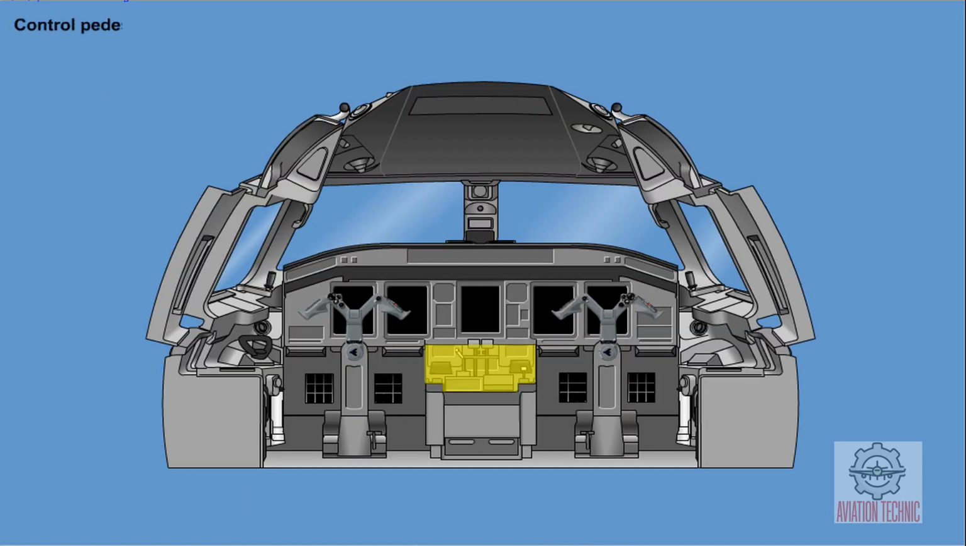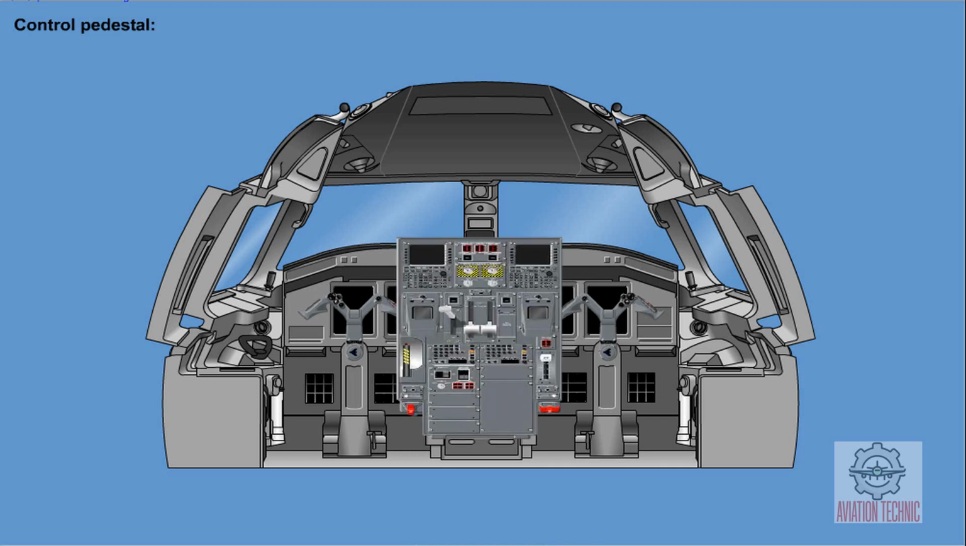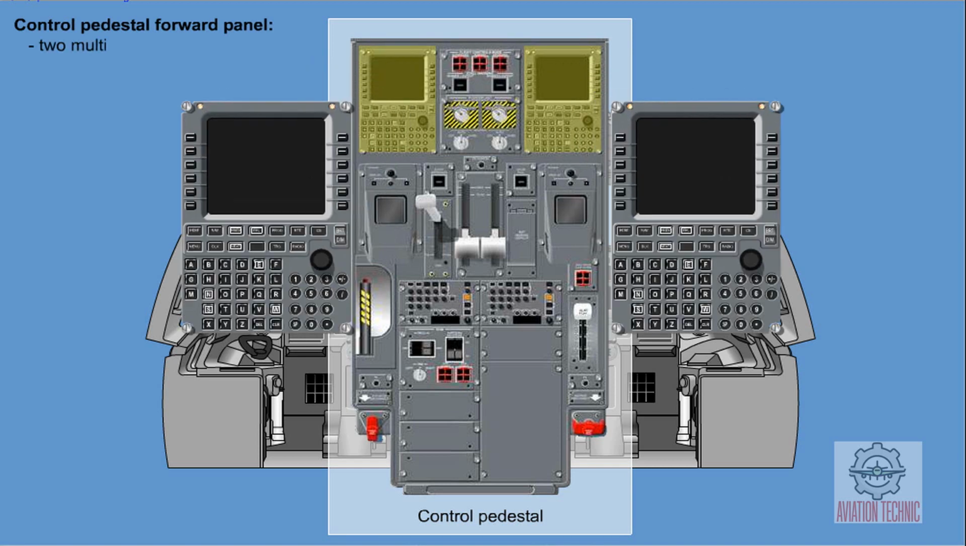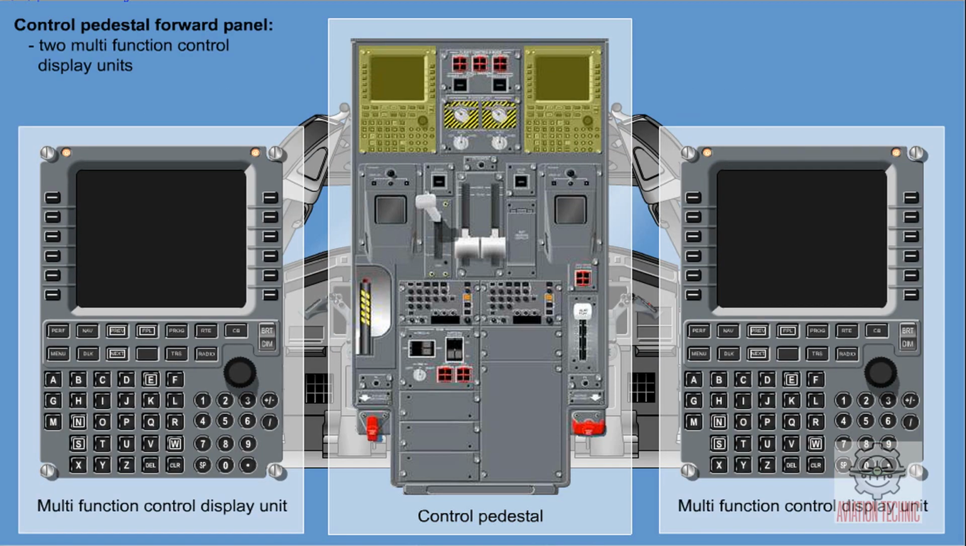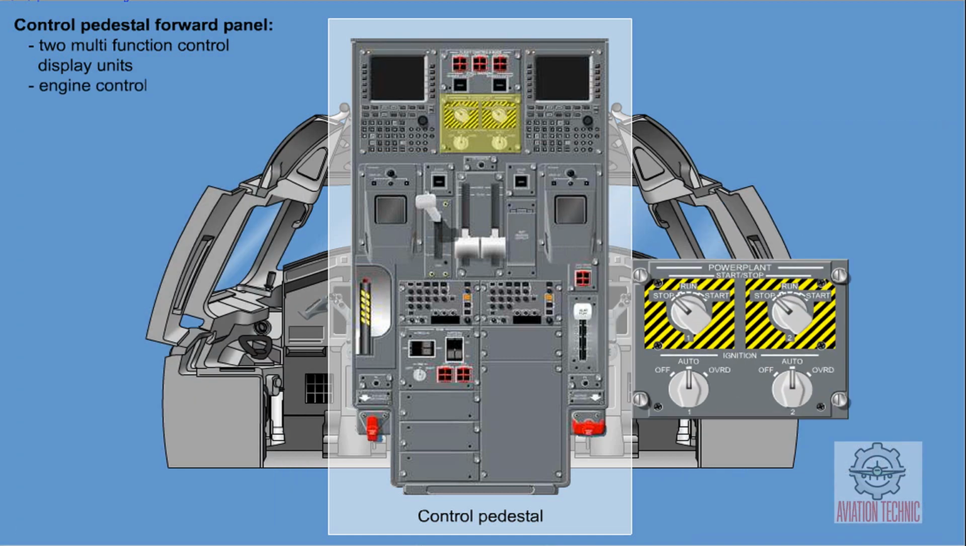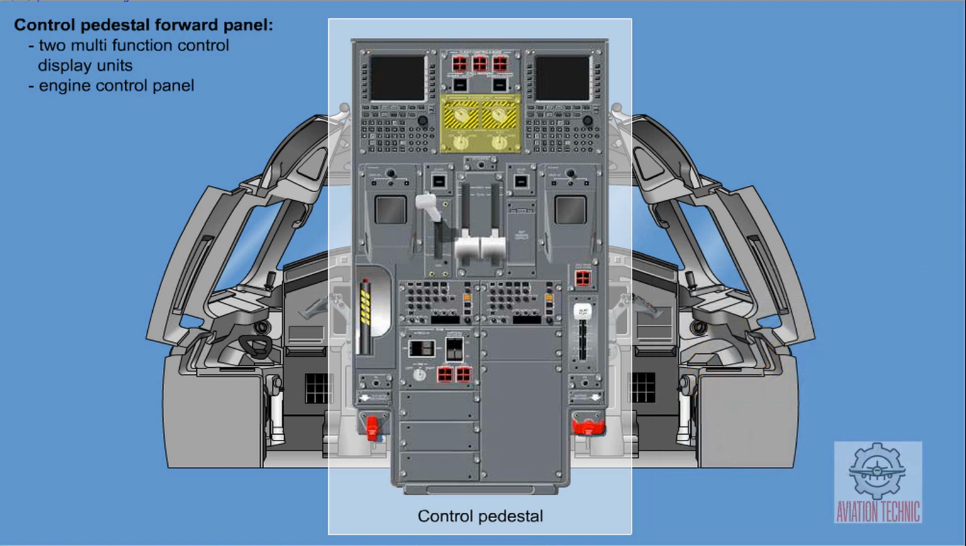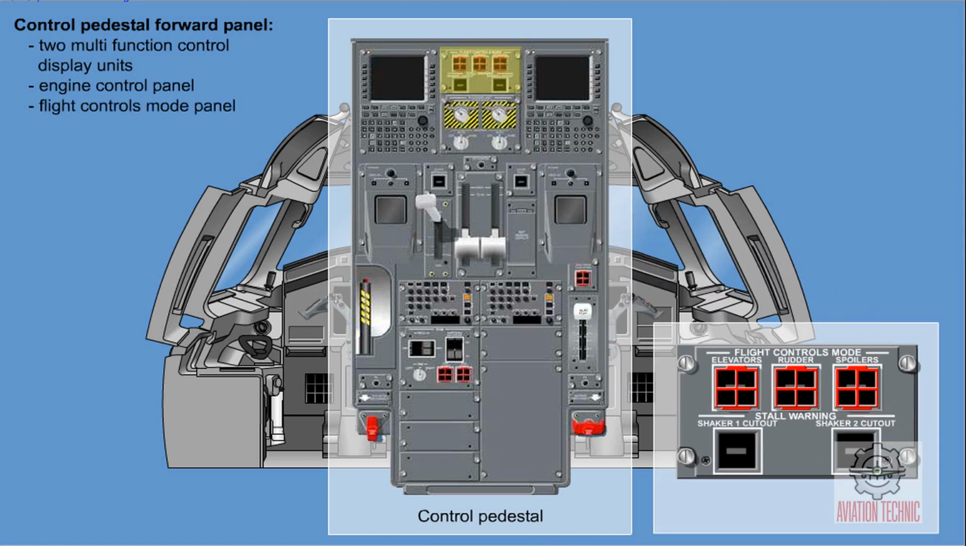The control pedestal has three primary sections: a control pedestal forward panel, a control stand, and a control pedestal aft panel. The following components are on the forward panel: the two multifunction control display units, the engine control panel, and the flight controls mode panel.